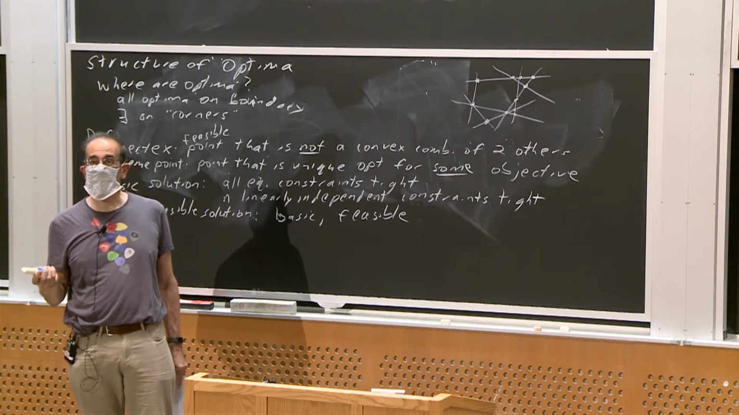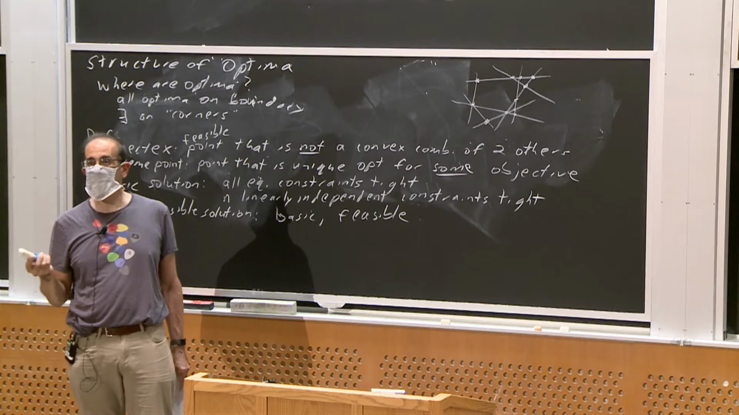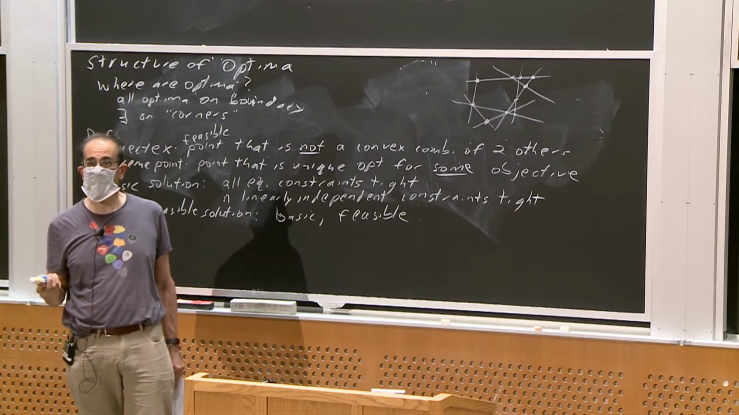How do you compute the point that is at, what sort of algebraic operation do you perform in order to compute the intersection point of n linearly independent hyperplanes?